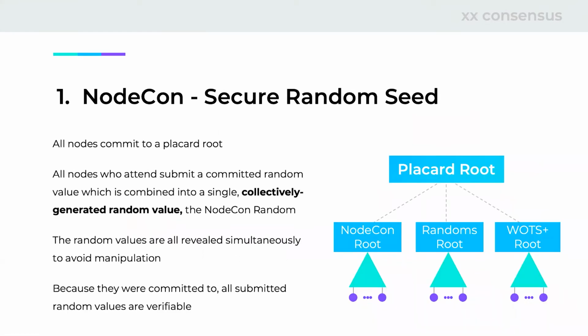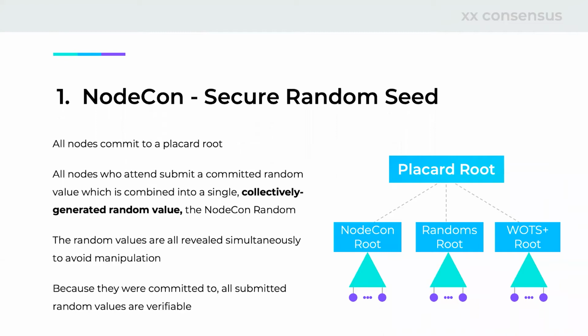So all the nodes in the network will commit to a placard tree, shown here on the right, before NodeCon. And you'll notice we have a subtree specifically for NodeCon secrets and their commits. Now, if you remember, the first thing we're trying to do at NodeCon is generate a secure random value. And in order to make this unmanipulatable by any party, we want every node who attends to be involved in generating it. We do this by having every node submit one of these secret values in their NodeCon tree.